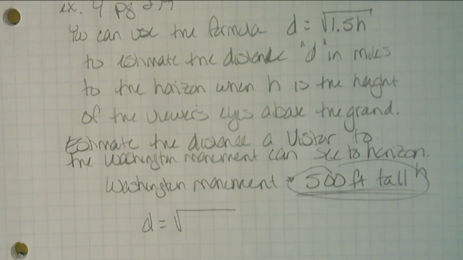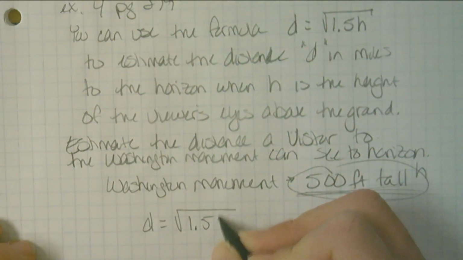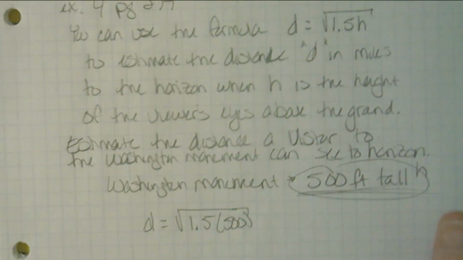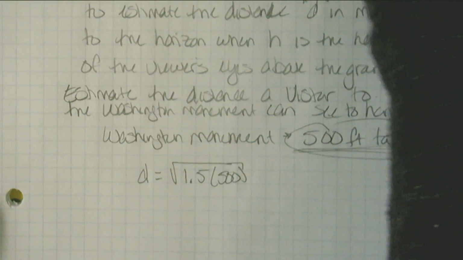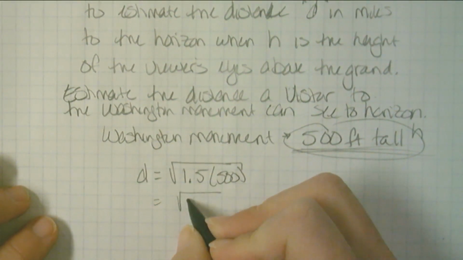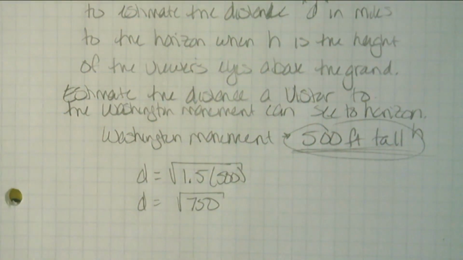Ashton? So what am I putting in? Yes. Substitute that 500 in for the h. That's a no-brainer. All of you should know that. If I multiply 1.5 times 500, I get 750. So D is equal to the square root of 750.